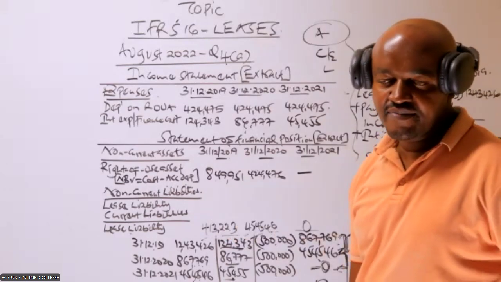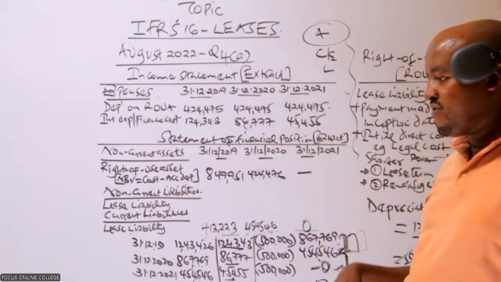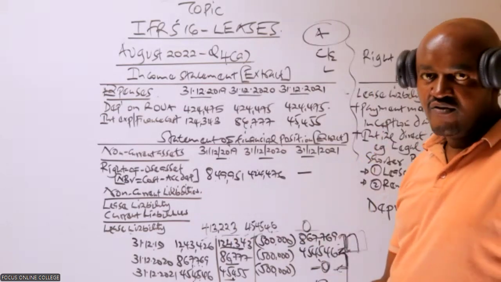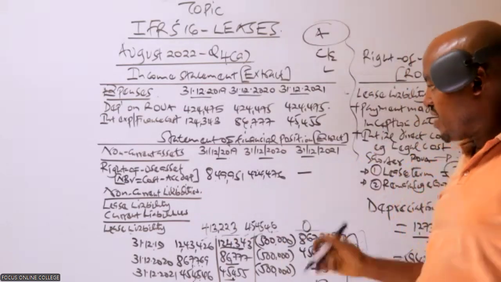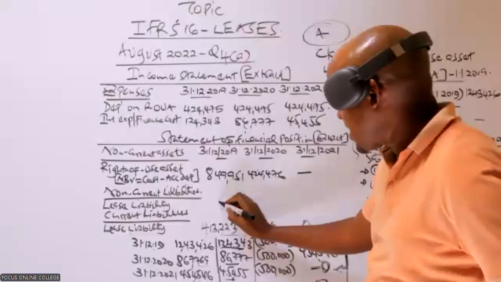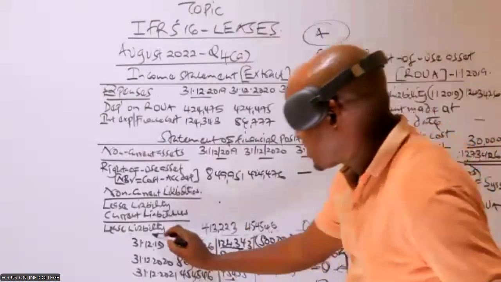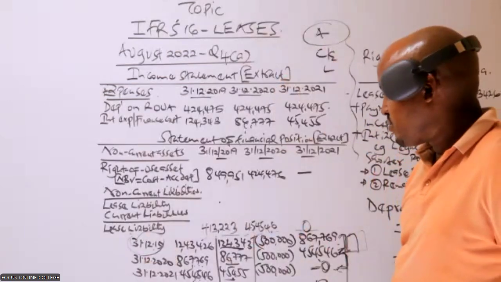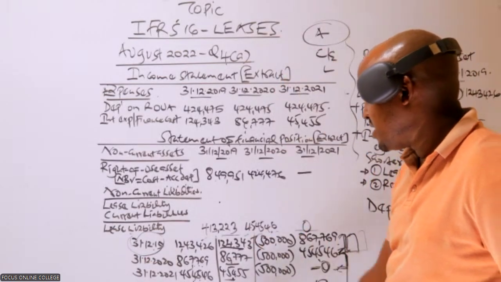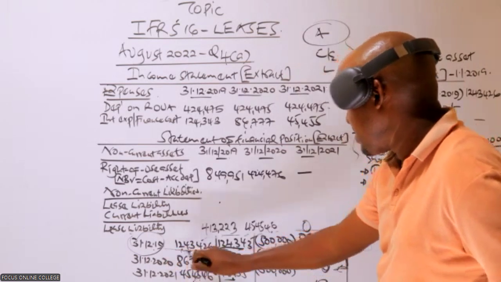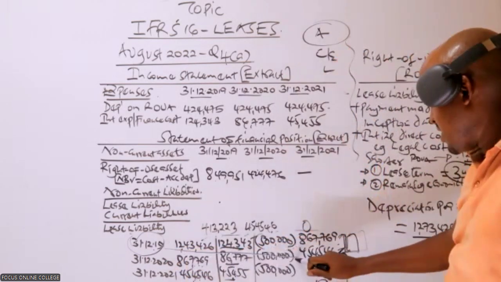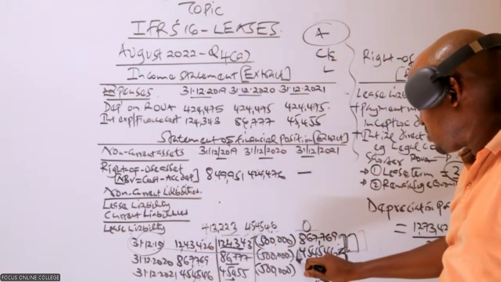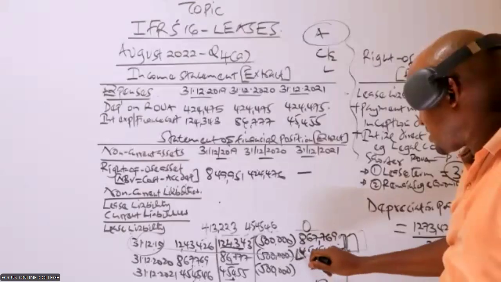The non-current liability basically is an amount which is payable for a period exceeding 1 year. So therefore, to determine the amount to be recognized here as a non-current liability, at the end of year 1, that is the year which ended 31st December 2019, we take the lease liability at the end of year 2. And I hope you're paying a lot of attention here. You need to understand this.